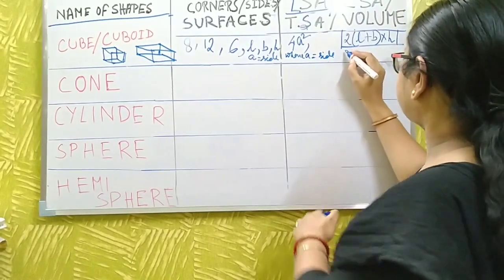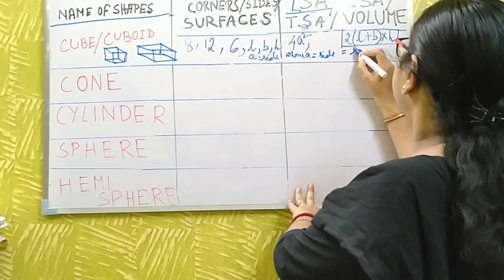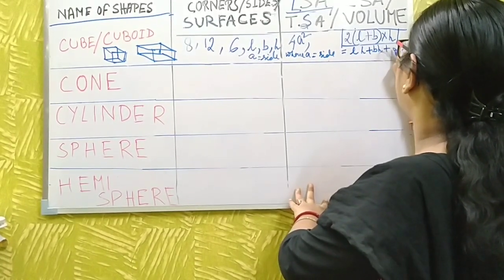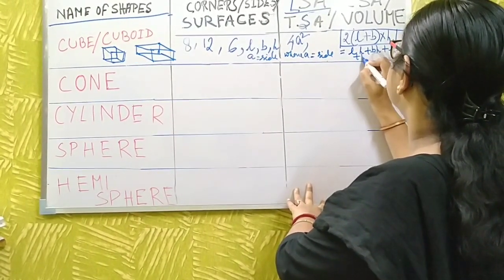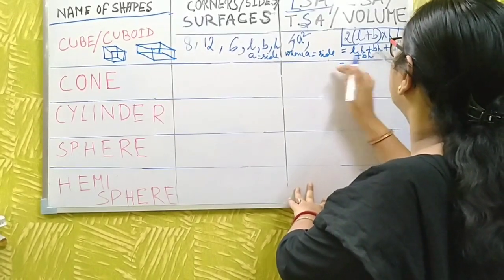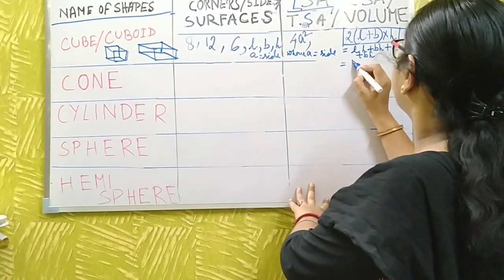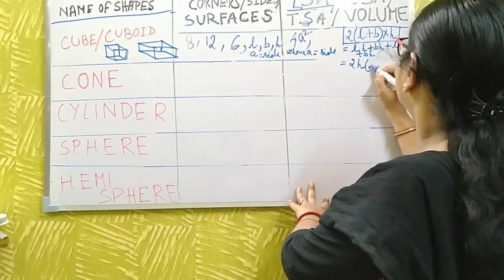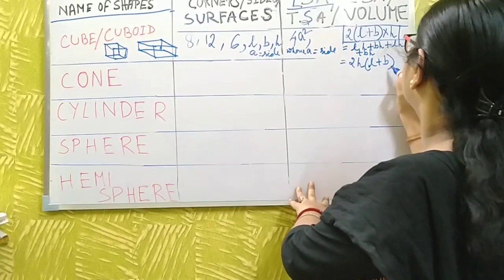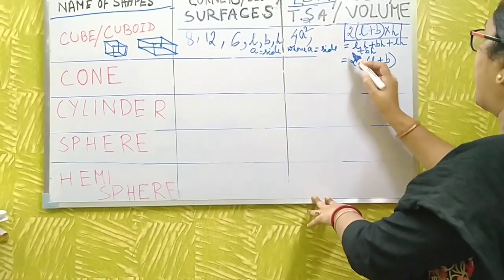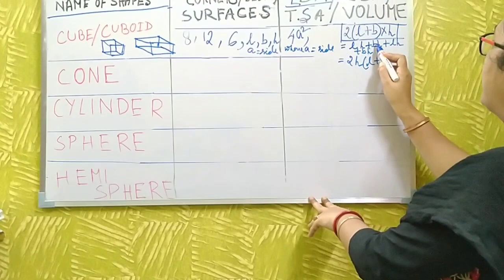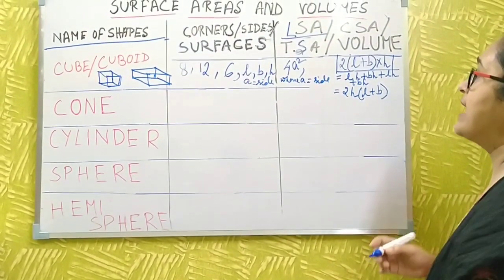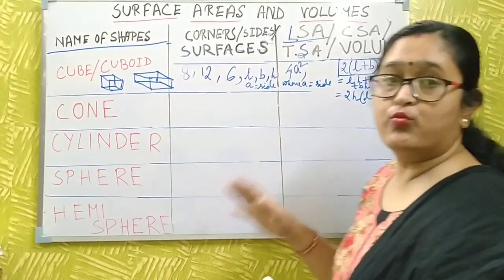That means LH plus BH plus LH plus BH. Then the formula becomes 2, you take common 2H, this is (L plus B). You take H common, and then 2L and 2B, then 2 is common, then (L plus B). This is the lateral surface area of a cuboid.